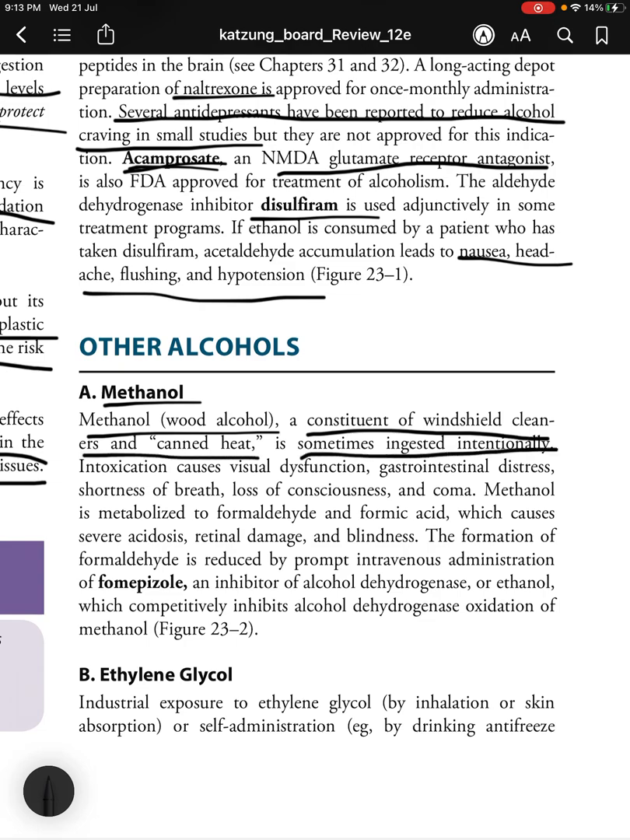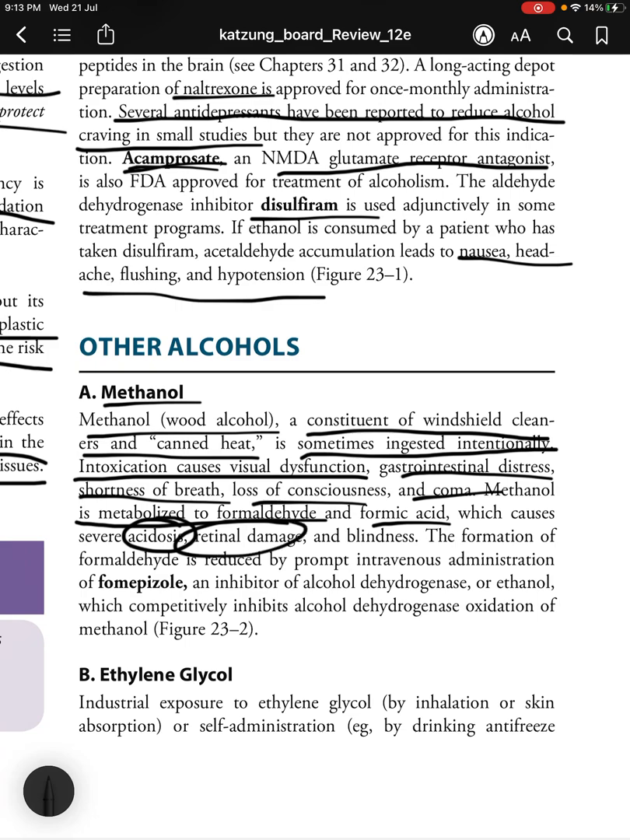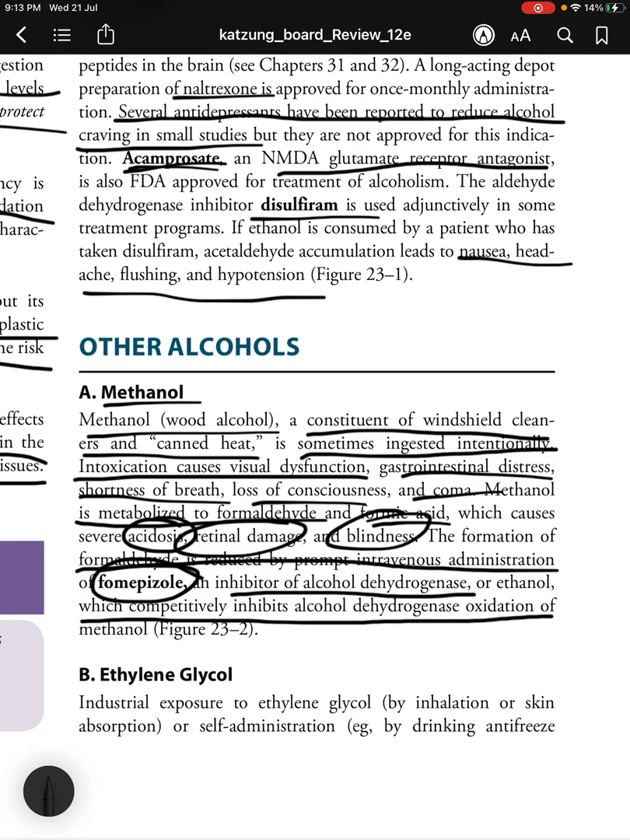and it's sometimes ingested intentionally. Intoxication causes visual dysfunction, gastrointestinal distress, shortness of breath, loss of consciousness, and coma. Methanol is metabolized to formaldehyde and formic acid, which cause severe acidosis, retinal damage, and blindness. The formation of formaldehyde is reduced by prompt intravenous administration of fomepizole, an inhibitor of alcohol dehydrogenase, or ethanol, which competitively inhibits alcohol dehydrogenase oxidation of methanol.